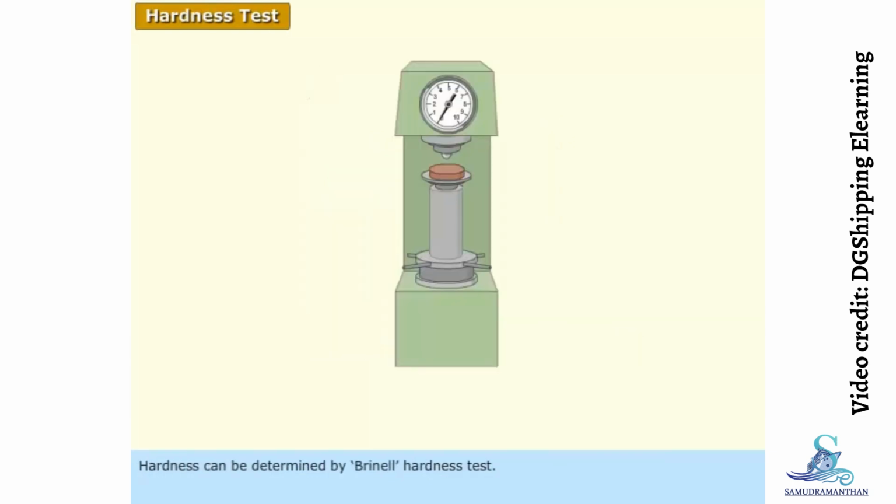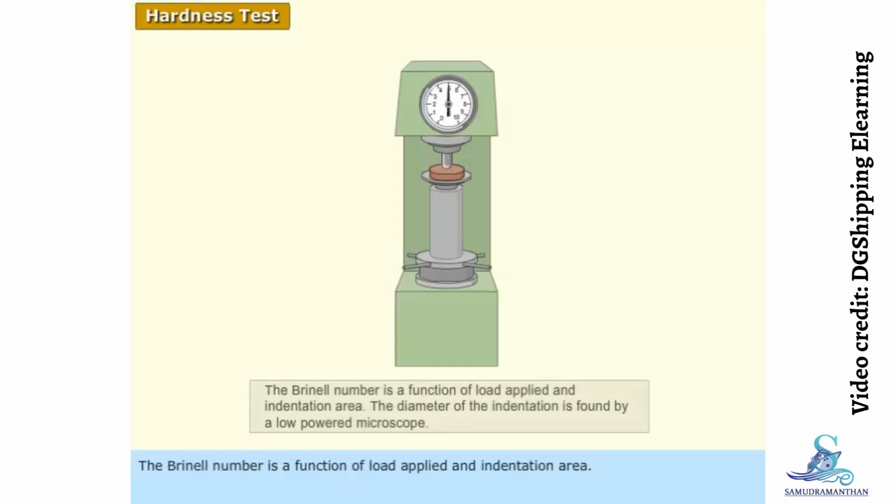Hardness can be determined by Brinell hardness test. This test consists of indenting the surface of a specimen by means of a 10 mm hardened steel ball under load. Duration of load application is 15 seconds. The Brinell number is a function of load applied and indentation area.